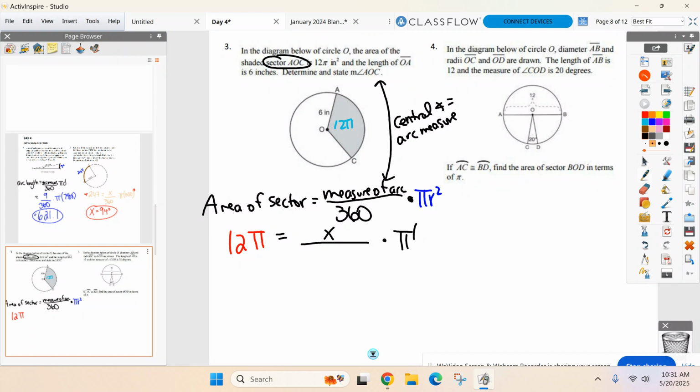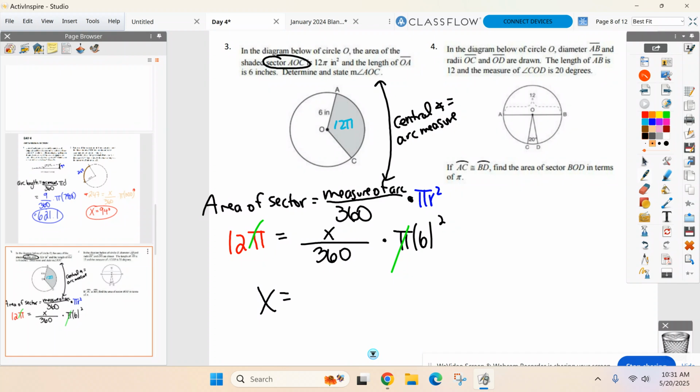Times pi 6 squared. Now you'll notice, what do we have on both sides? Everyone with pi's on both sides? So you can now, unlike the last problem, cancel them out. And now we've got to solve for x. Whatever you do first, get rid of the 36, get rid of the 360.